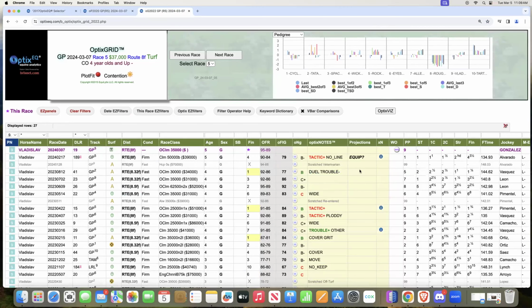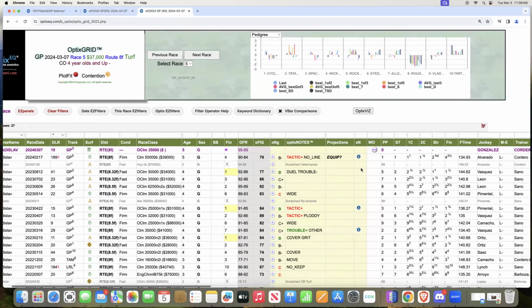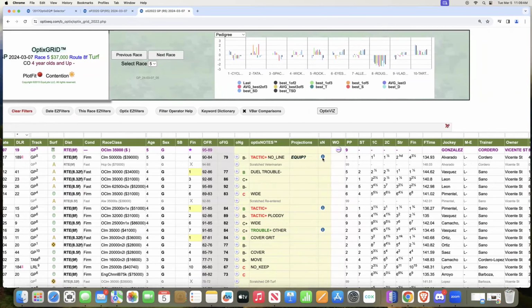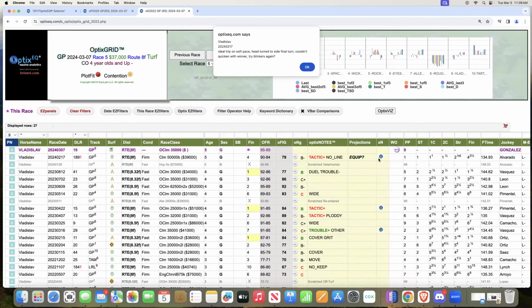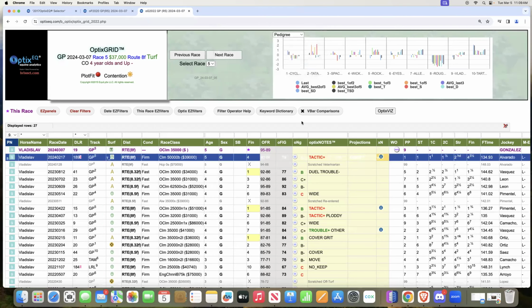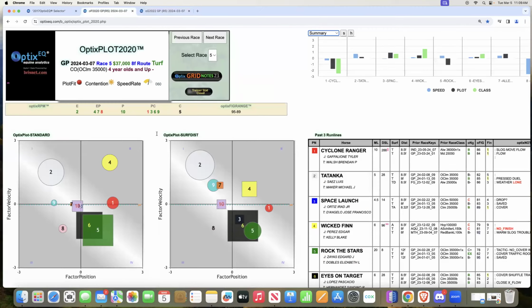And you know, we did have an equipment change here that's not going to happen today. He had no line, looked like he had the right trip, in terms of tactics. Let's look at the extended comment. Always look at these extended comments. Ideal trip on soft pace, head turned aside, final turn, couldn't quicken with winner, try blinkers again. This is the one I'm a little bit against in this scenario. So, at least I don't like him as much as the others.